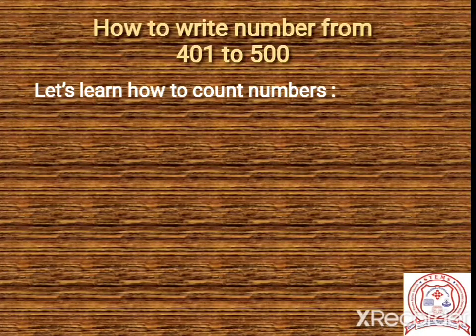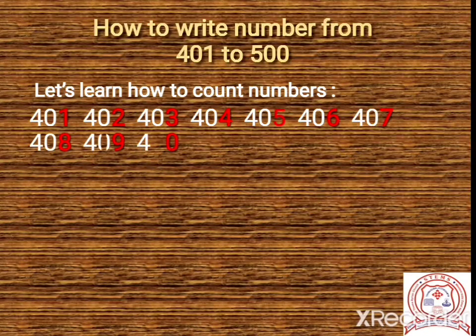Now let us learn how to write numbers from 401 to 500. That is how to count the numbers. We write 401, then we write 402, then we write 403, then we write 404, then we write 405, then we write 406, after that we write 407, then we write 408, then we write 409, and then 410.